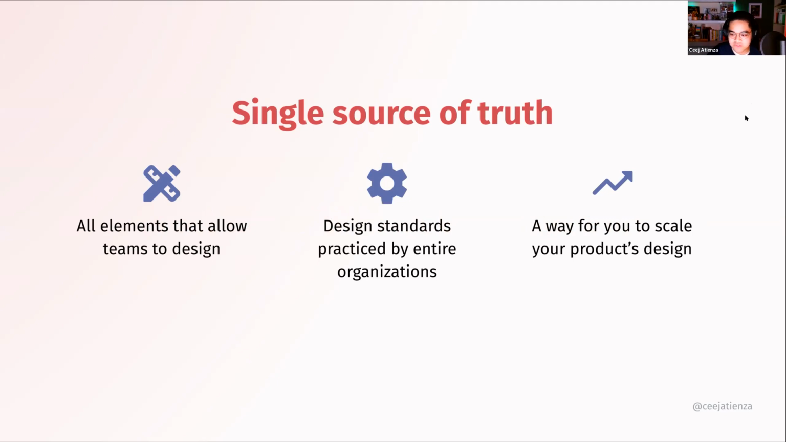So if everyone here is a product designer, or I assume you guys are familiar with design or at least Figma, you know that when you design different screens, there are different patterns, different components, different forms in the UI that you commonly use across the whole product. So having this as your single source of truth allows you to see all elements that allow teams to design. So what does that mean? Through a design system, you have one single file or one single project that allows you to see everything that you need to actually design.